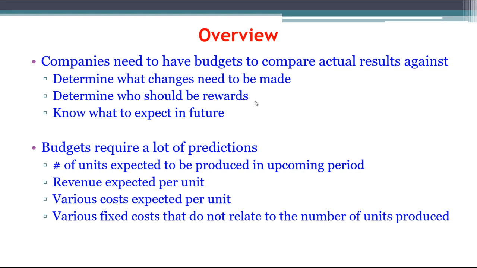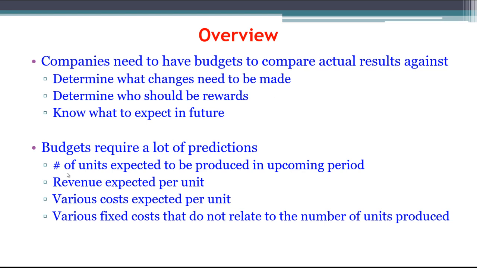And as such, it requires many predictions. One of those predictions is simply how many units do we think we're going to produce that next period, or what activity level are we going to be operating at? Now some companies, that's the same year after year. It's pretty static. It doesn't change much. But in some cases, in many companies, it does.